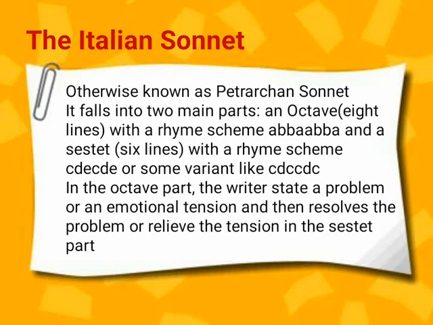The octave is the first part, of 8 lines, rhyming ABBA, ABBA. Then a sestet follows this octave. It has 6 lines rhyming CDC, CDC. In the octave, the writer states a problem, an idea or an emotional tension. And then in the sestet, he resolves the problem or relieves the tension. So the sestet offers a solution, a resolution of the problem.